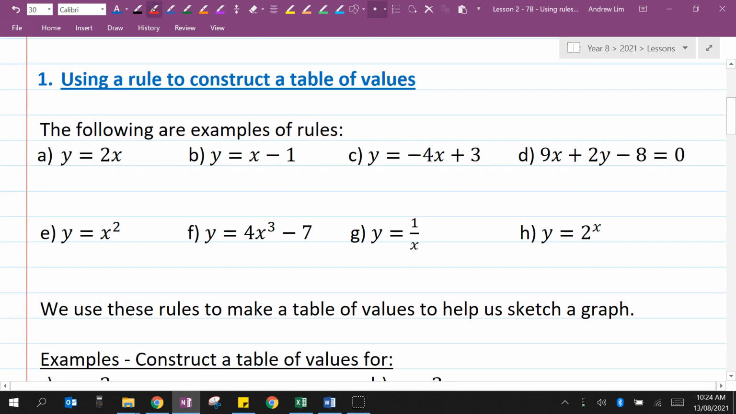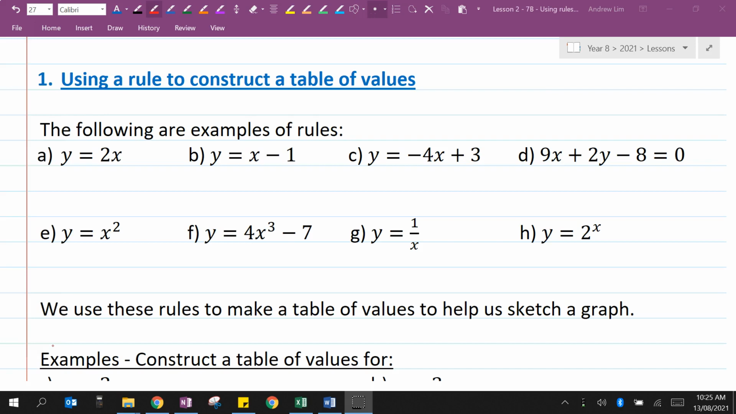Okay, we've got y equals 2x, y equals x minus 1, y equals minus 4x plus 3, 9x plus 2y minus 8 equals 0, y equals x squared, y equals 4x cubed minus 7, y equals 1 over x, y equals 2 to the power of x. Now, when we're talking about linear relationships, we're talking about graphs of straight lines. And only the first four here, A, B, C, and D, will actually produce a straight line. E, F, G, and H, they are all non-linear curves.